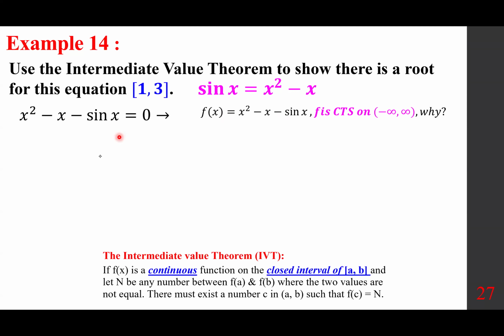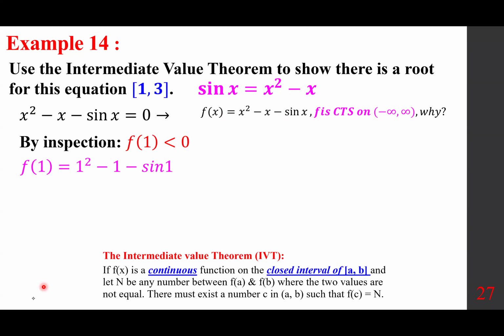So let's look at 1. Let's plug in. F of 1 is negative. Let's see how we know that. If we plug in, I hope you realize that you do get 1 minus 1. They cancel each other. You get minus sine 1. You don't even have to know what it is to know that it is negative, because sine 1 is positive. By 1, we mean 1 radian. It's about 57 degrees. So minus sine 1 is negative.